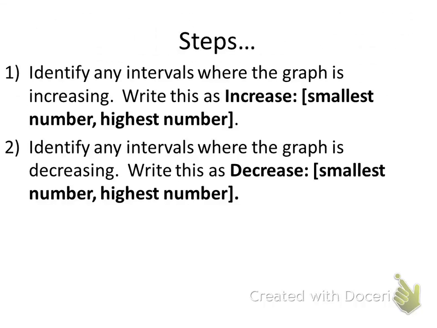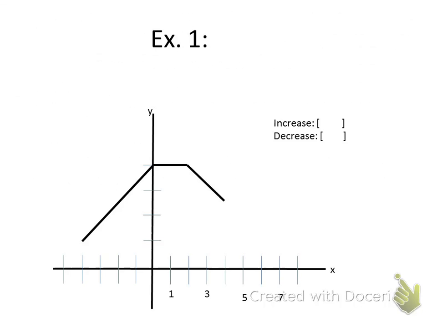There's just two steps. You just find out the interval where the graph is increasing. You write some numbers down. And then step 2, identify any intervals where the graph is decreasing. And then you write some numbers down. Super easy. So for example, I'll do number 1, number 2. Let's say this is question number 1. Where is it increasing? Where is it decreasing?